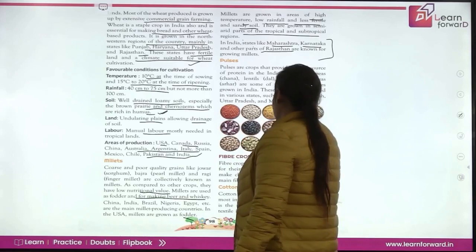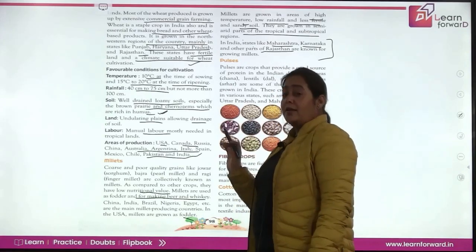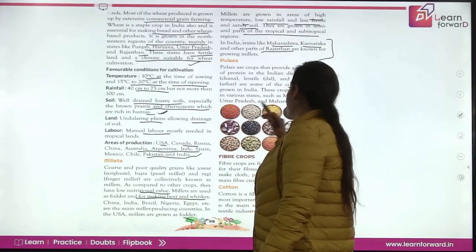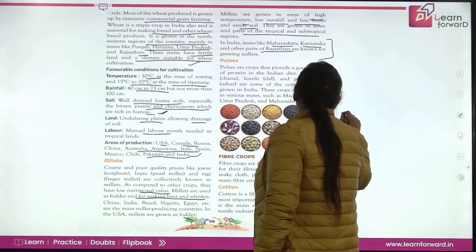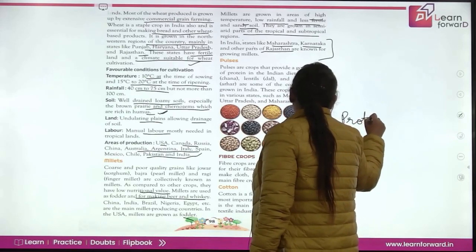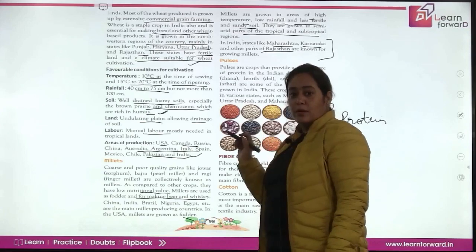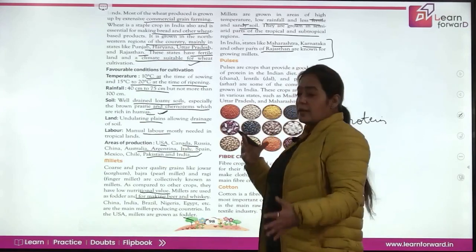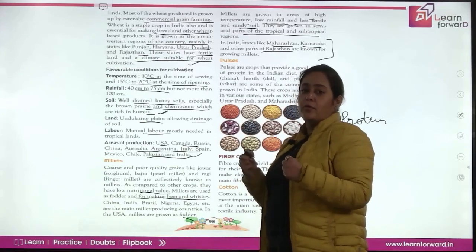Then come the pulses. You all eat pulses, you eat dals, right? Yes, let's understand, because they are the major source of protein. What do pulses give us? So don't make faces when mama cooks pulses, right? Because they have a lot of protein which is actually required for growth.